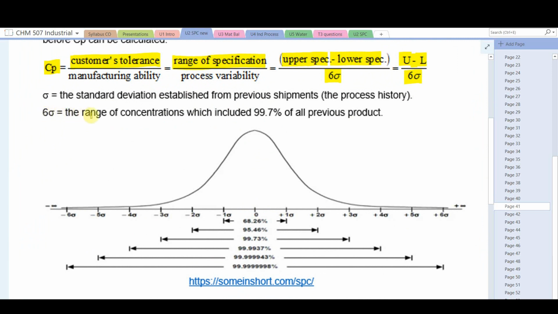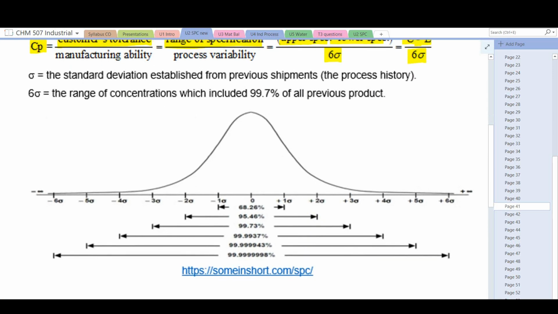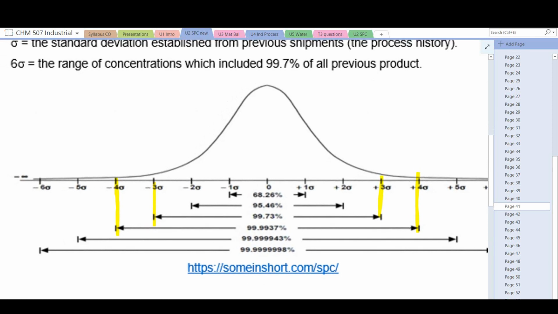Recall that 6 sigma is the range of concentration which includes 99.7% of all the previous product that's been shipped. This is an interesting chart. So plus or minus 3 sigma, that's 6 sigma, 99.7% of all the product falls in that range. If we go to plus or minus 4 sigma, that's 8 sigma in total, 99.9937% of product falls in the range.